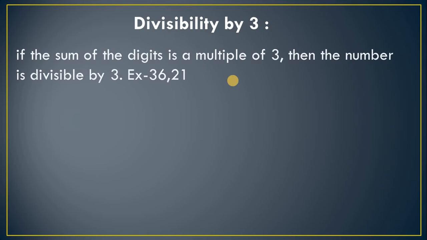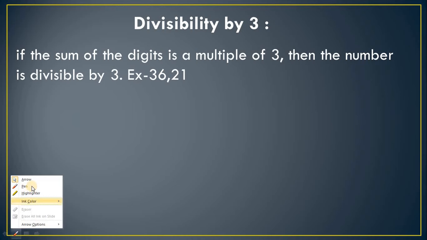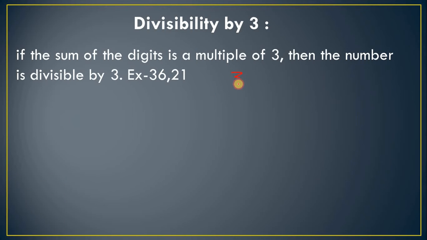Next one is divisibility by 3. If the sum of digits is a multiple of 3, then the number is divisible by 3. If you check the number 36, sum of digits means you have to do the addition, 3 plus 6, it will be 9. This 9 is divisible by 3, it is present in the multiplication table of 3. So it is divisible by 3. 21, 2 plus 1 is 3, it is divisible by 3. So that number is divisible by 3.